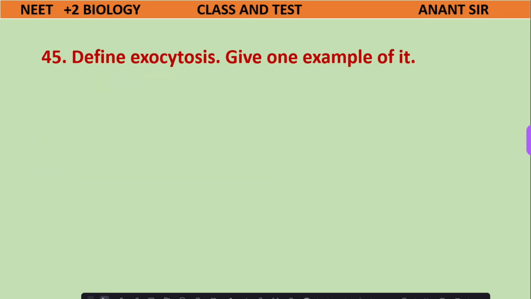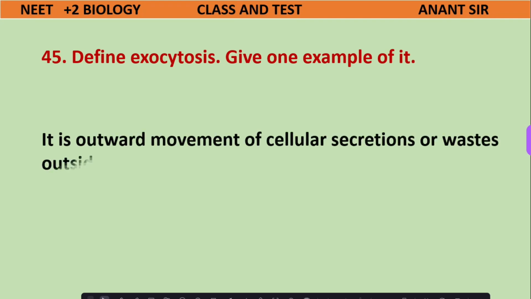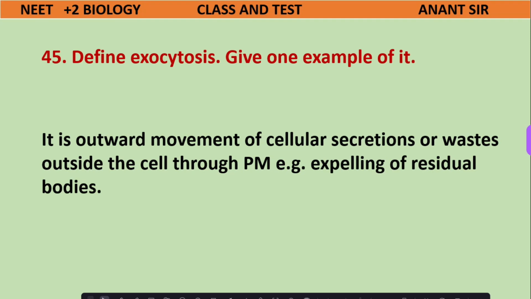Define exocytosis. Give one example of it. It is outward movement of cellular secretions or wastage outside the cell through PM, that is, expelling of residual bodies. PM means plasma membrane.